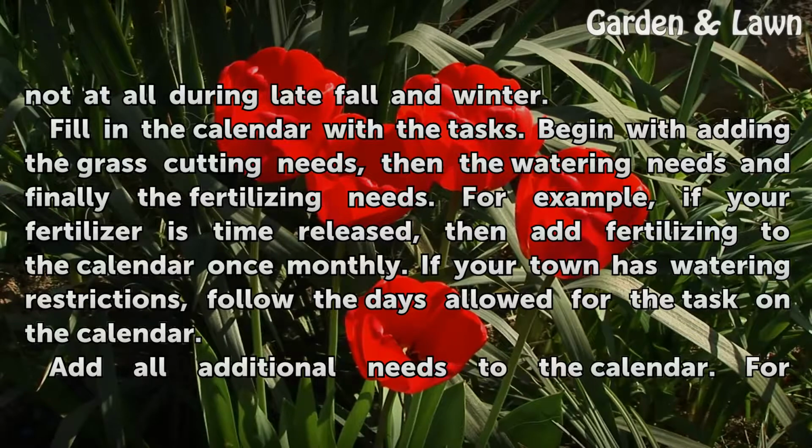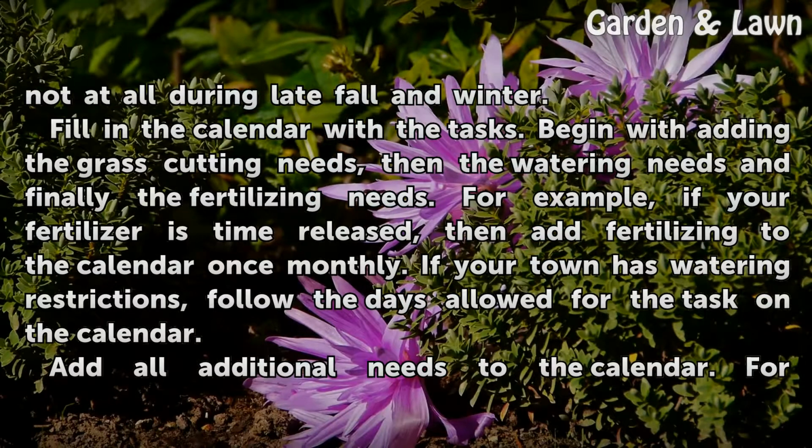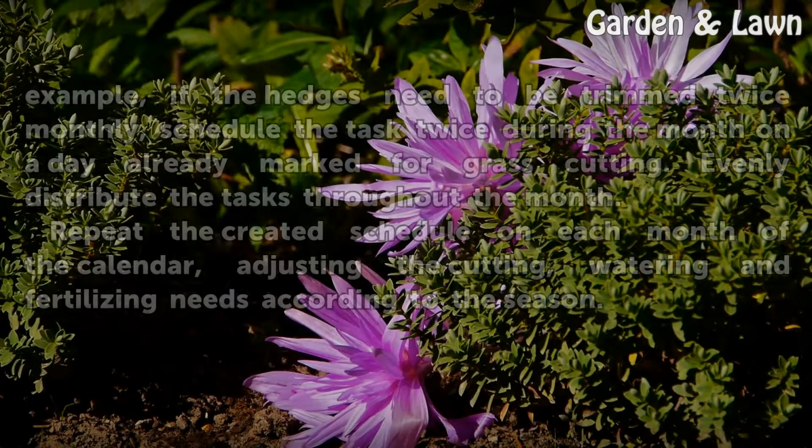For example, if your fertilizer is time-released, then add fertilizing to the calendar once monthly. If your town has watering restrictions, follow the days allowed for the task on the calendar. Add all additional needs to the calendar.